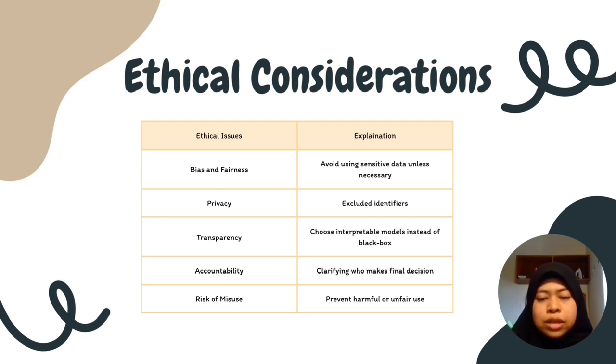The second one is privacy. We have excluded identifiers such as first name and last name. The data that we train and test on were anonymized in order to protect student privacy. The third one is transparency. We use an interpretable model instead of a black box to ensure stakeholders understand how decisions are made.